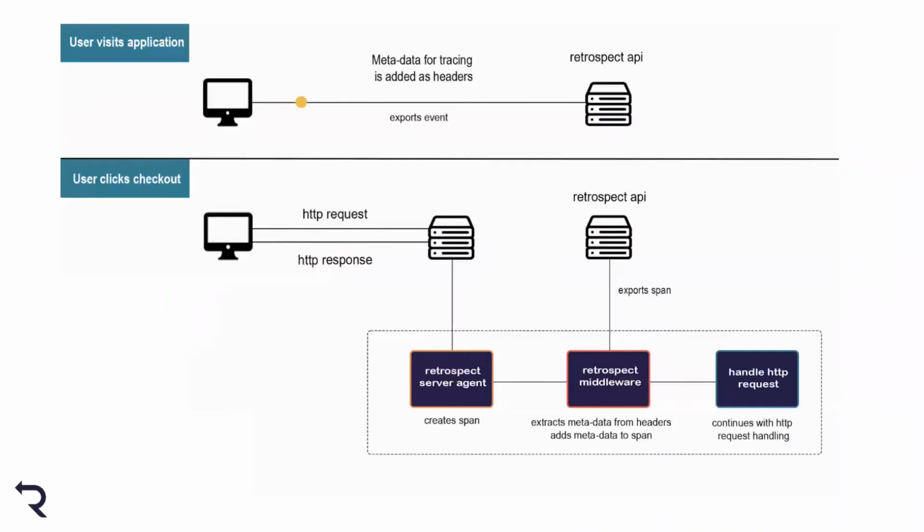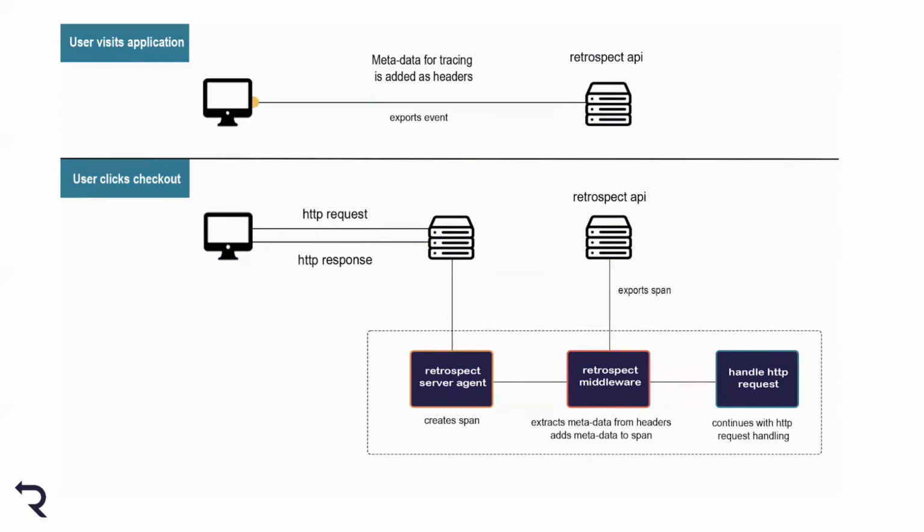Now, here's a closer look at the agents at work in Bob's application. When a user visits Bob's app, the Retrospect client agent takes full DOM snapshots and listens for DOM mutation events and mouse clicks. It sends these dehydrated events to the Retrospect API after attaching metadata required for connecting them to their respective backend traces recorded by the Retrospect server agent.